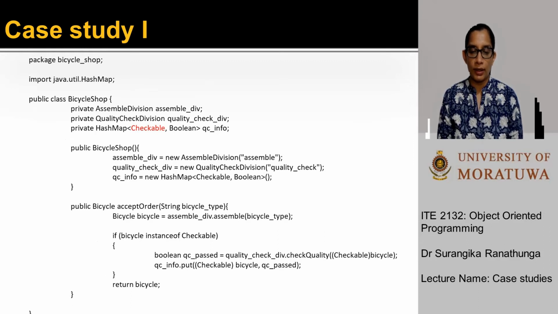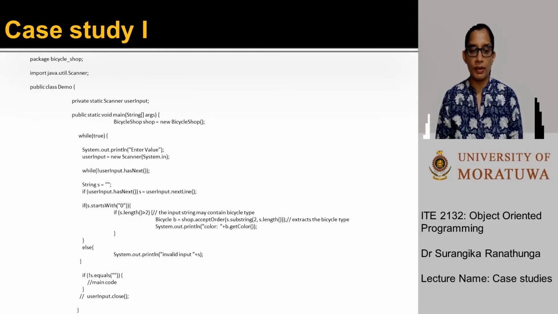And then we can pass the casted object as a parameter to the check quality method. And what it returns is the Boolean value. Now this Boolean value, along with this bicycle object, we put into the QC info hash map. So here's the rest of the implementation of this use case according to the given description. You should try out this code. First try it on your own, and if you have any issues, try to correct them by referring to the code given in this lecture.